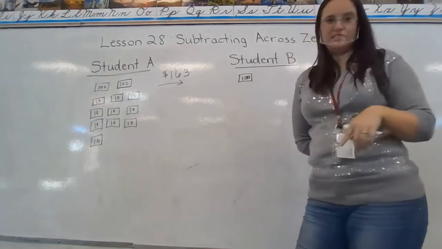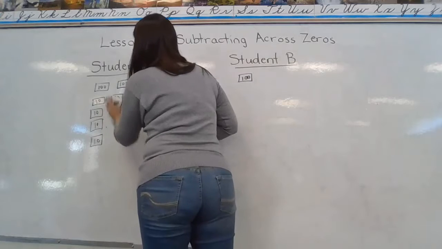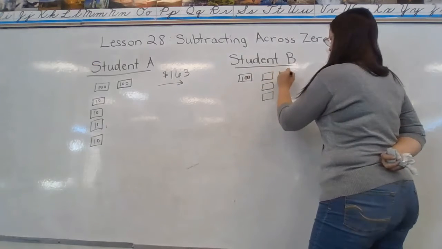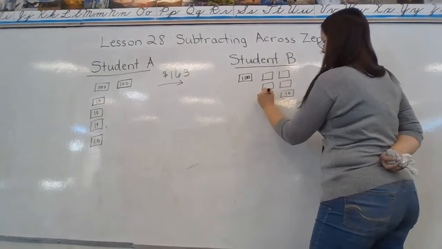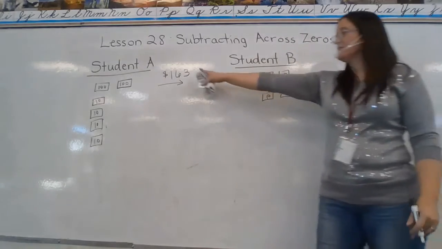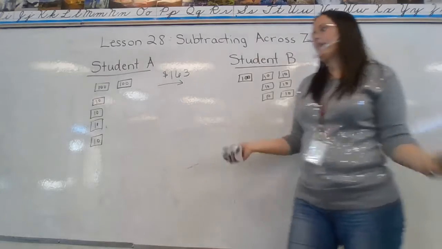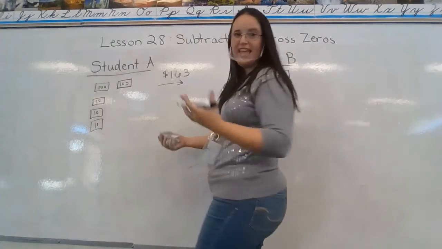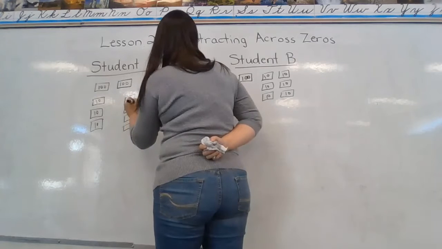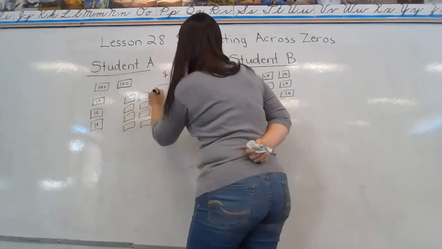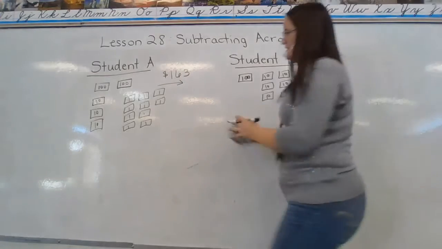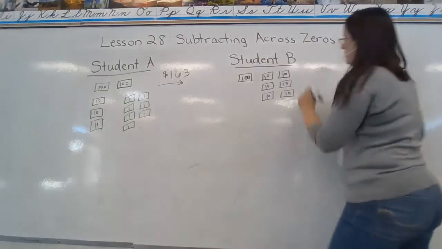So now they can give them 6 tens. We'll take away these 6. And we'll stick them over here on this side. $10, $10, $10, $10, $10, $10. But student A still has to give student B $3. So they have to trade in a 10 for 10 ones. Okay, 10 ones. And now they have the right bills to be able to give student B $163.